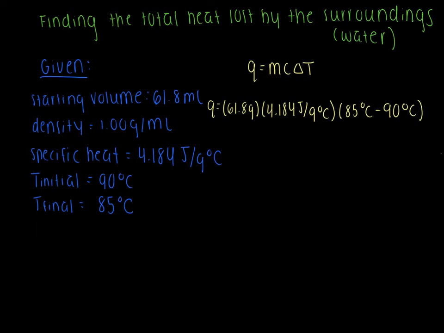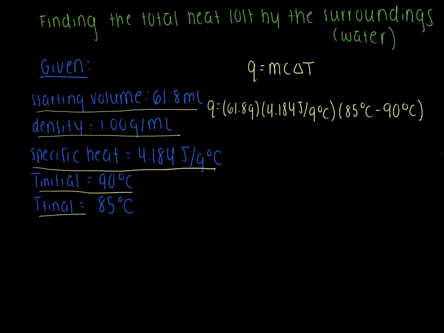I have given the information, where our starting volume is 61.8 milliliters. We have the density to convert the milliliters into grams. We know the specific heat is 4.184 joules per gram degree Celsius, and then we have the T initial and the T final. So I went ahead and plugged in the information, and when you solve this, you're going to get Q equals negative 1,292.856 joules.